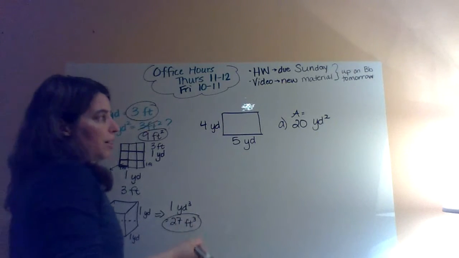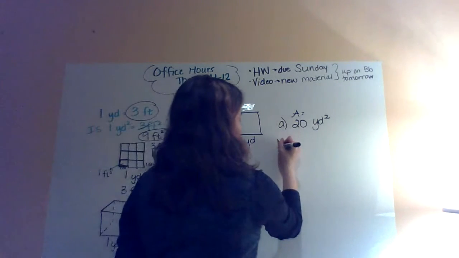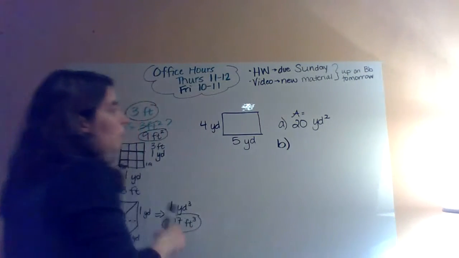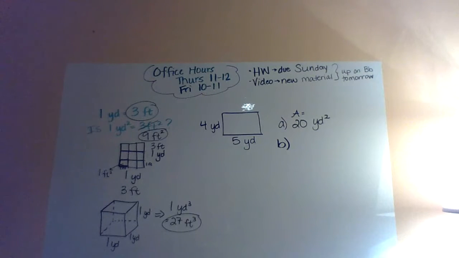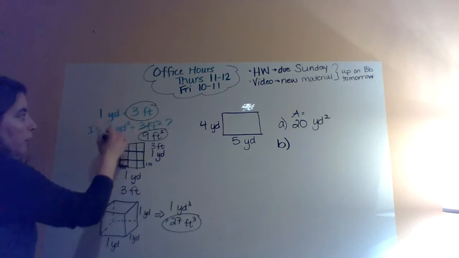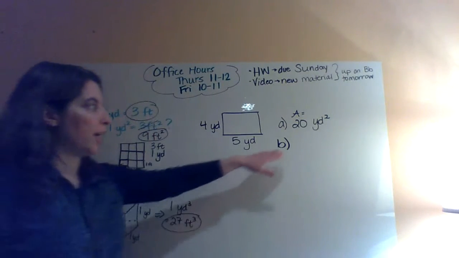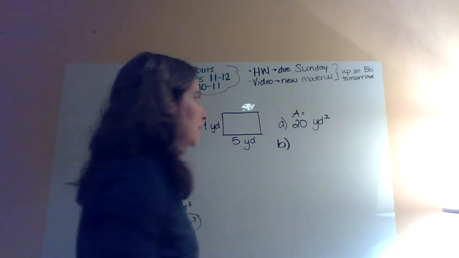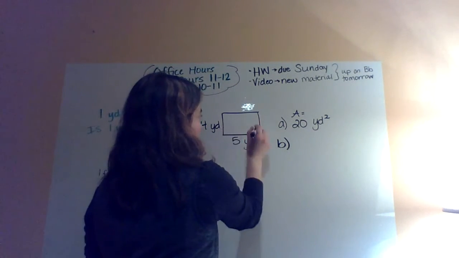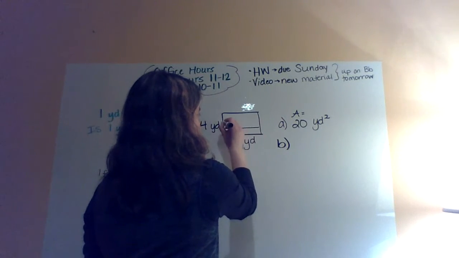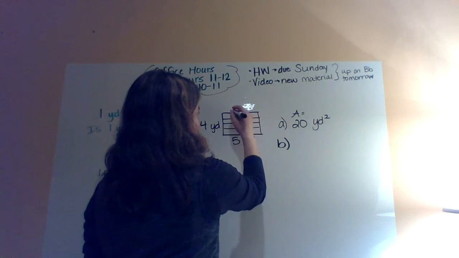And then we wanted to know how many square feet that would be. A couple different ways we could do this. We know now that 1 square yard is 9 square feet. So we could take this and multiply it by 9, because we think about splitting this up into square yards, and every one of those square yards is 9 square feet.